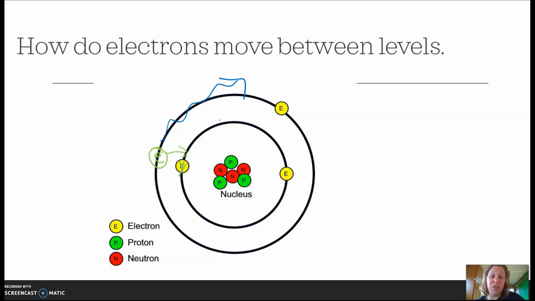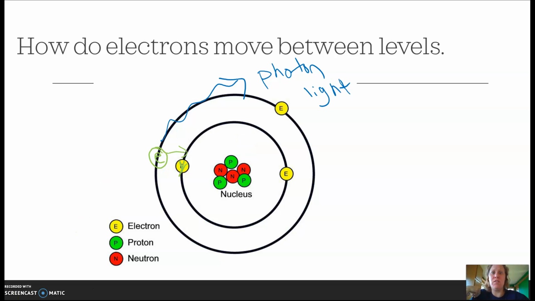The name of the energy step between those two places is called a quantum. But the light that is released is called a photon. So the energy it releases is called a quantum, and the light released is photon light. Okay, let me pause.